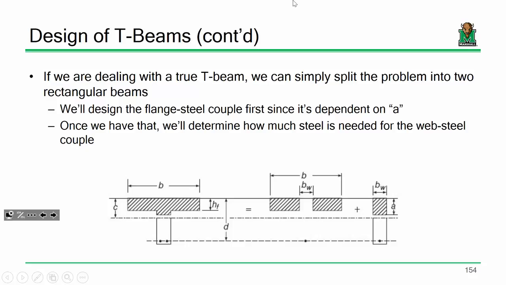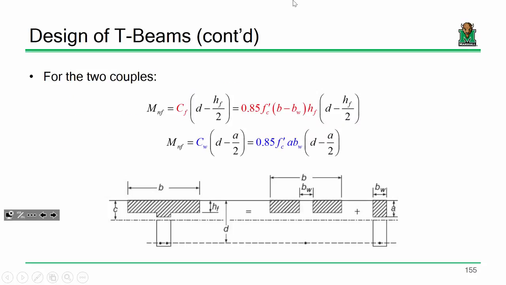Now, if you're still not following me on that, let's take a look at this. All right. So we derived this last time. We've got our flange couple and, oh no, here's mistake number three. I just realized that's supposed to be MNW.